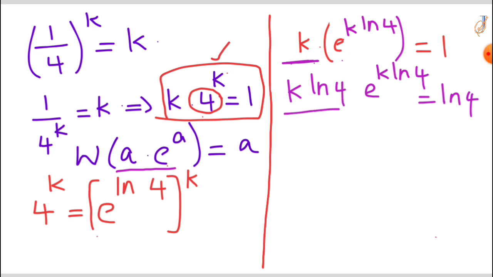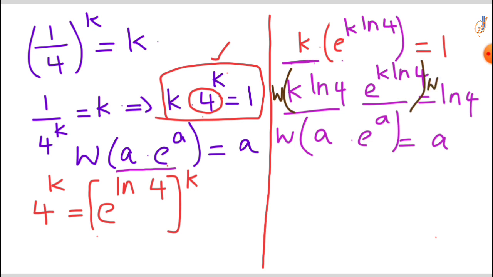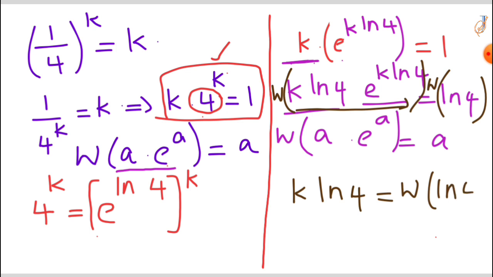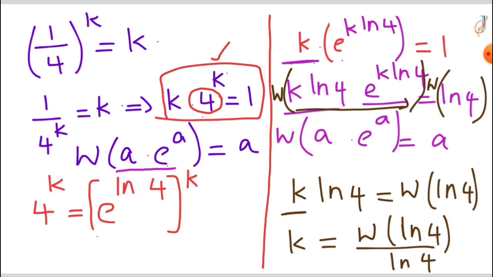and it is in the form of a times e power a, that is equal to ln 4. So we convert it in terms of a times e power a. So now we can apply the Lambert W function here, on both sides. The left hand side turns into a, which is k times ln 4, that is equal to W of ln 4. We need to find the k value, so divide both sides by ln 4, that is k equal to W of ln 4 over ln 4. That is our k value.